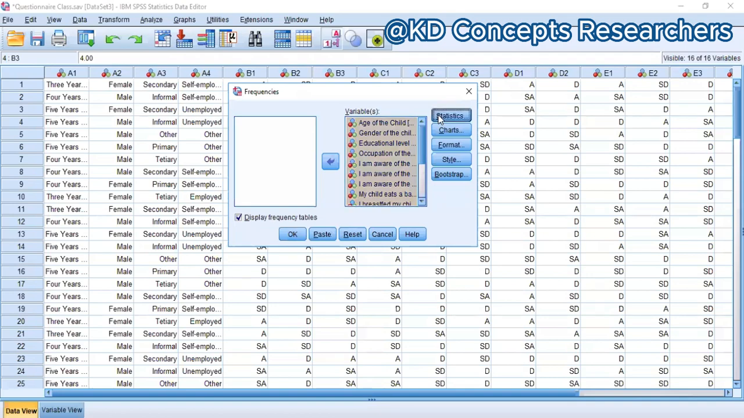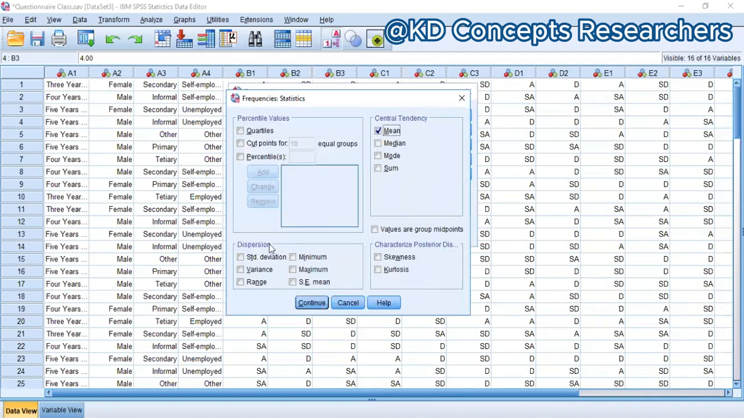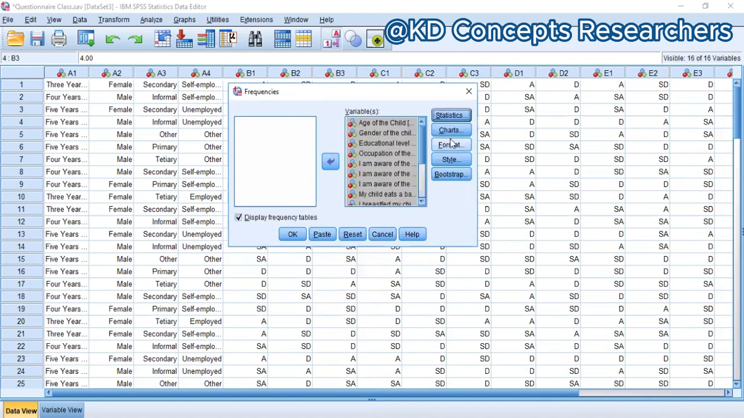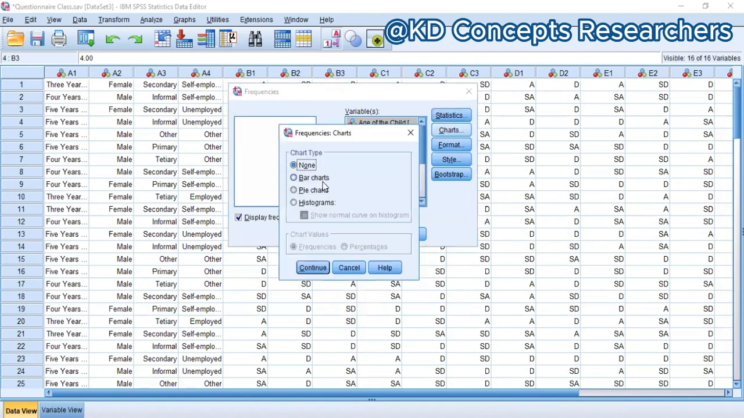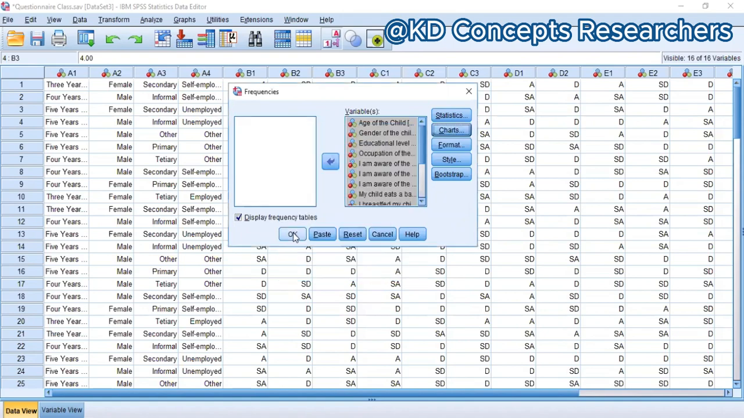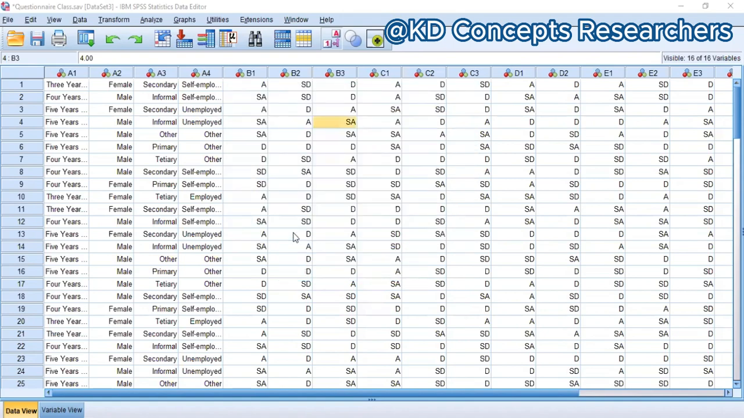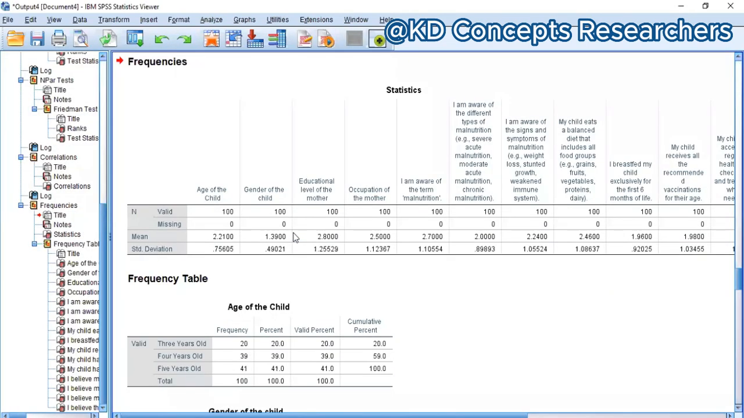Now go to statistics. You can set it to calculate both mean and standard deviation. Right now, I don't really want charts, but if you want charts, you can come to charts and select either bar charts, pie charts, or histogram. When you're done with that, you click on OK. Now go back to our result view to see the results we have obtained from this survey.